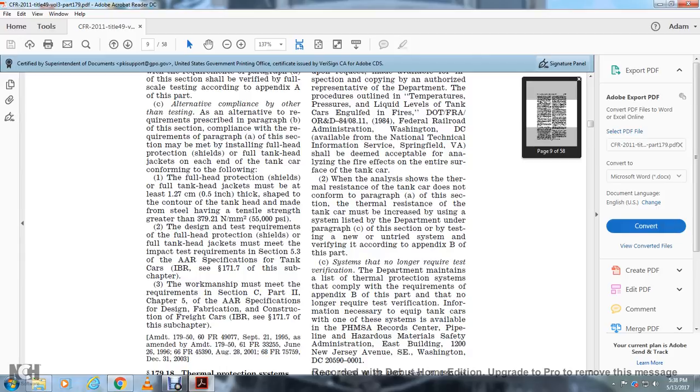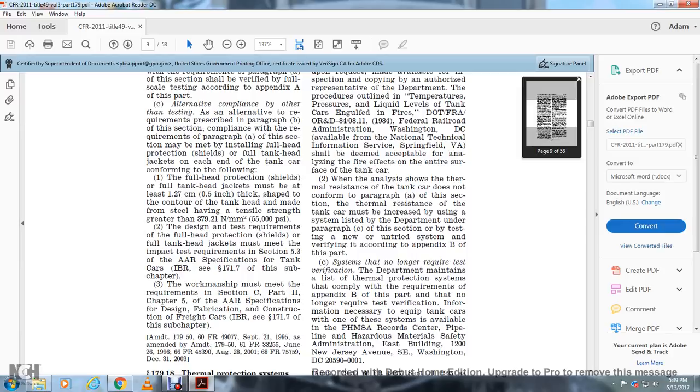2. When the analysis has shown that the thermal resistance of the tank car does not conform with paragraph A of this section, the thermal resistance of the tank car must be increased using a system listed by the Department under paragraph C of this section, or by testing a new, untried system and verifying it in accordance with Appendix B of this subpart.